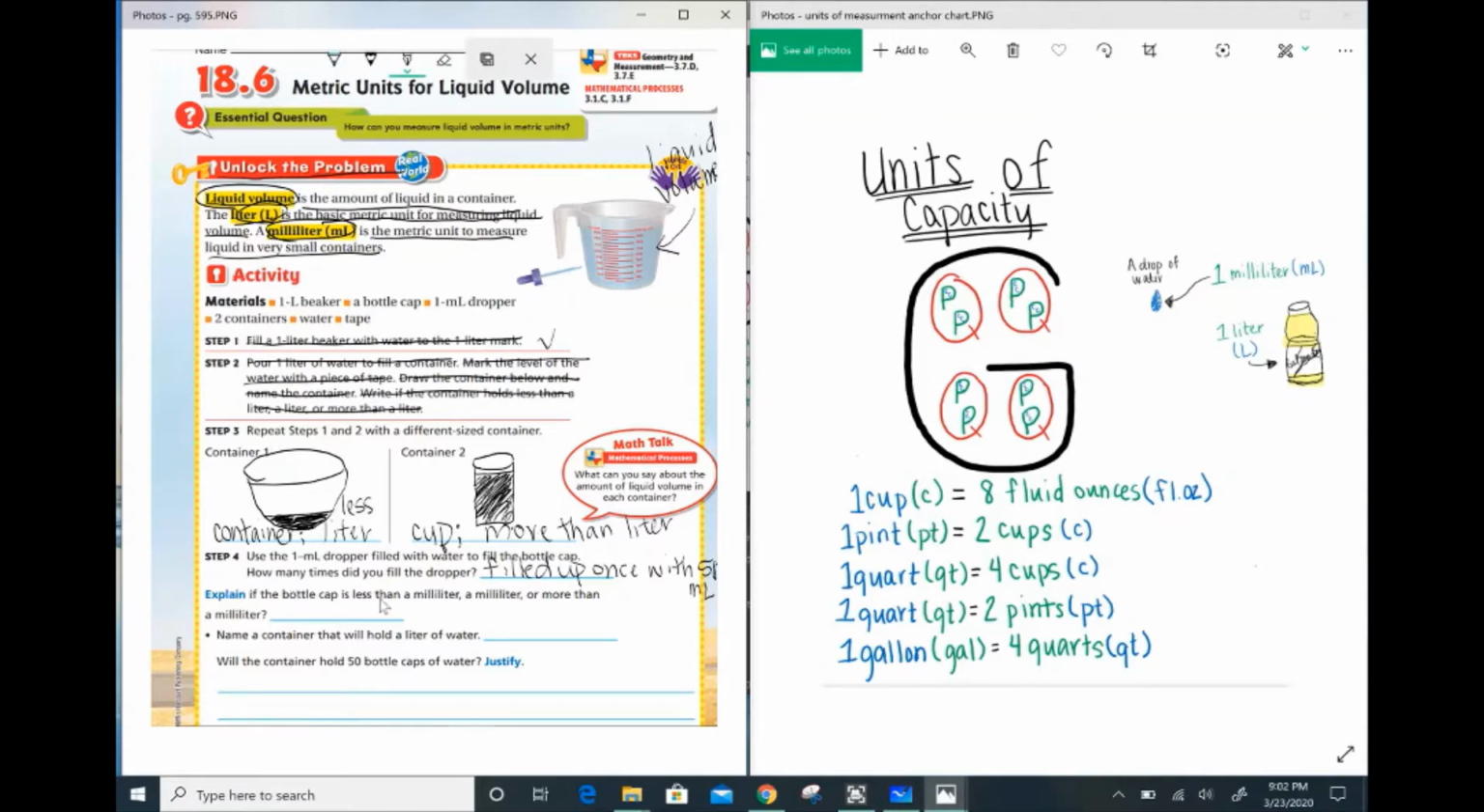Now, explain if the bottle cap is less than a milliliter or more than a milliliter. So we know that it was more than a milliliter.